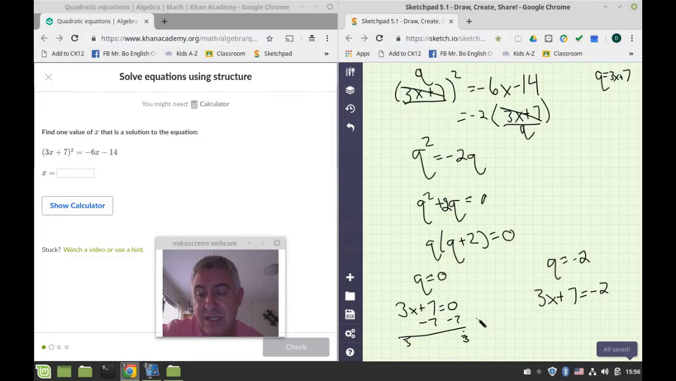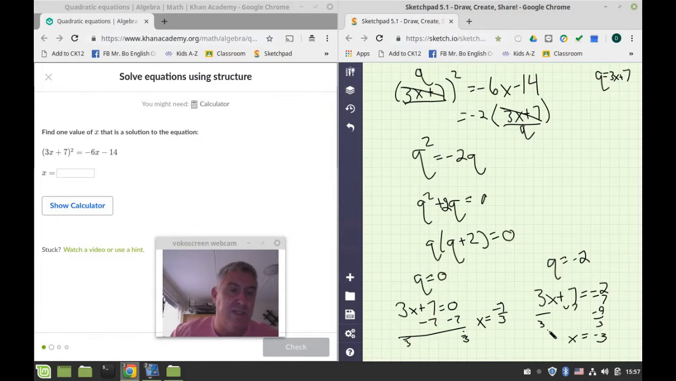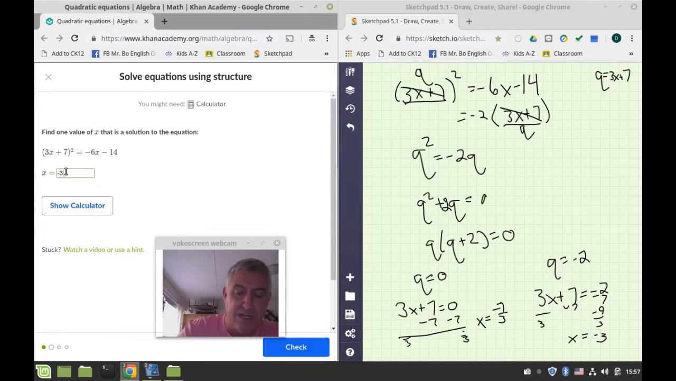And I've got x is equal to negative 7/3. Over here I've got minus 7 and minus 7. I've got negative 9, and divide by 3 and divide by 3. And so I've got x is equal to negative 3. So I have x is equal to negative 7/3, or x is equal to negative 3. And it wants one value. I'm going to write negative 3 because that's the easy one to write here.